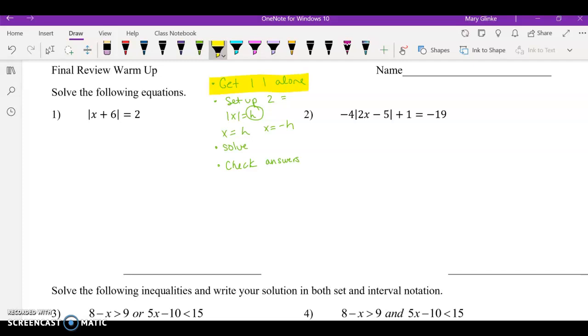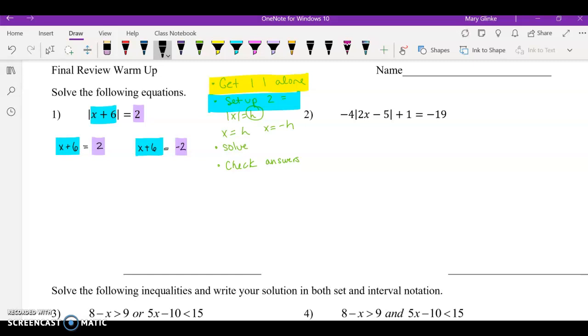First step, get the absolute value alone. Well, it is already, so that's good. We are now going to do step 2, set up two equations. Whatever the absolute value is, you're not going to change that at all. So this is going to stay x plus 6. And if it was negative, like x minus 6, it would stay x minus 6. What does change, though, is whatever it equals. So whatever it equals, you're going to write one positive and one negative.